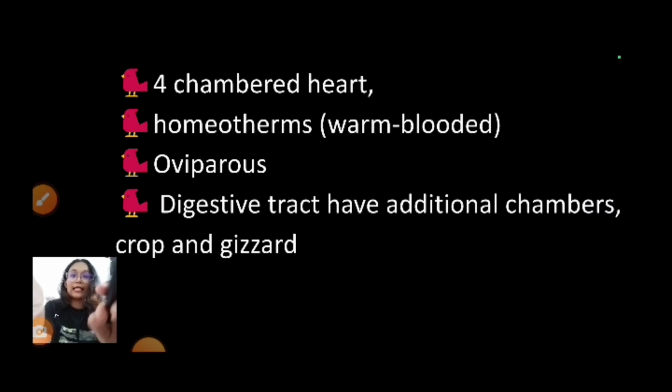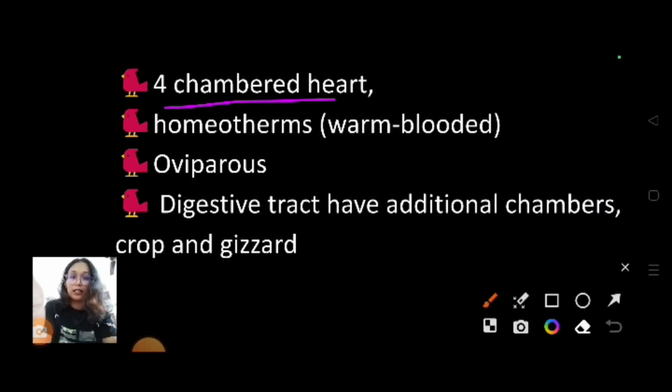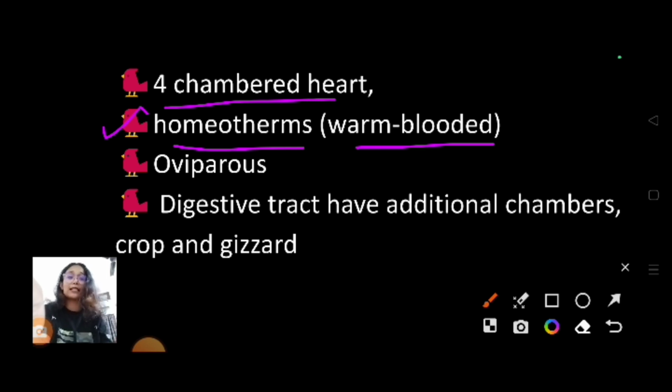Then moving on to the next slide, they are having a four-chambered heart like us only. Then they are homeothermic, means warm-blooded. Means what? They can regulate the body temperature like us. But the rest of the classes we covered were cold-blooded. The next two classes, this class Aves and the next class, mammals, which I'll come up with in the next video, are warm-blooded, means they can regulate their body temperature with the change in environmental condition. Means they are homeothermic. Is it clear?